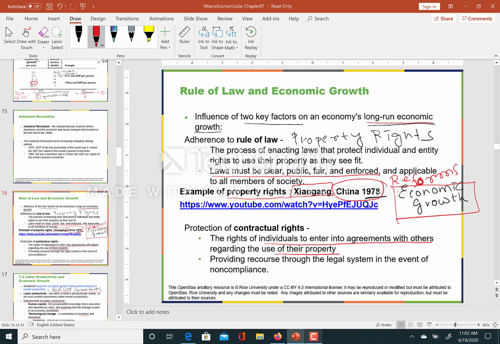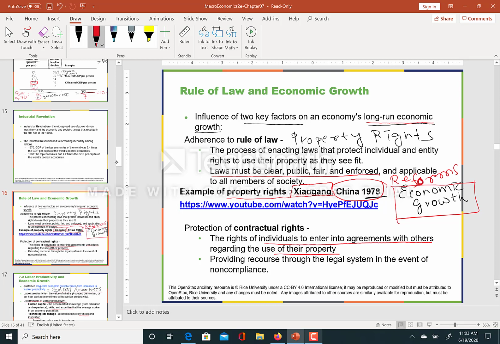Next, we need to have well-defined contractual rights. Contractual rights are based on people entering into contracts with each other, and we use the legal system here. According to the World Bank, a country's legal system is effective if and only if it upholds property rights and contractual rights.